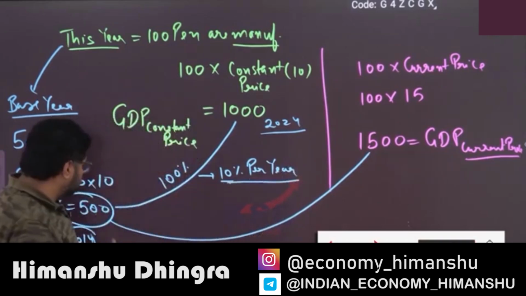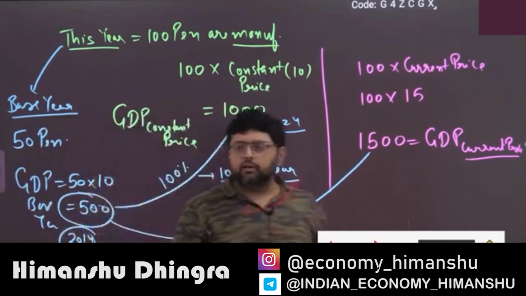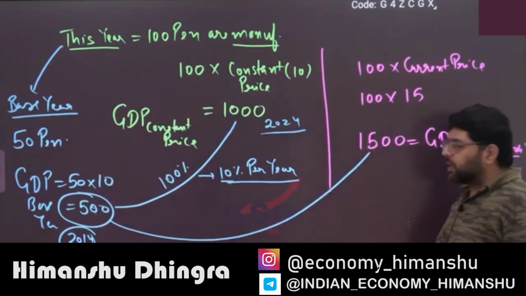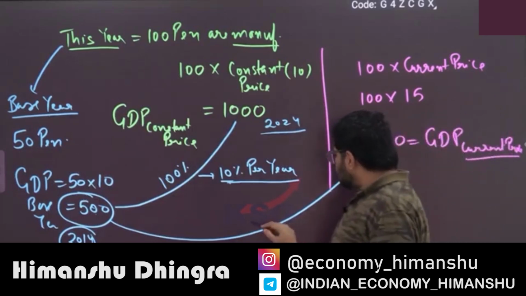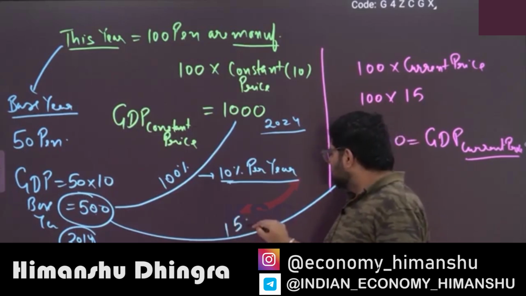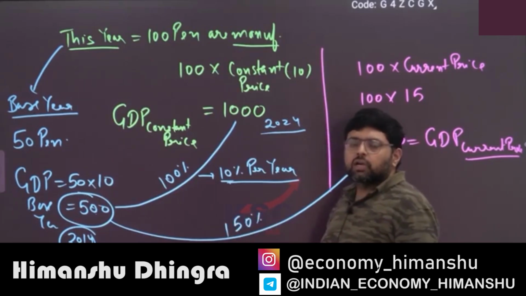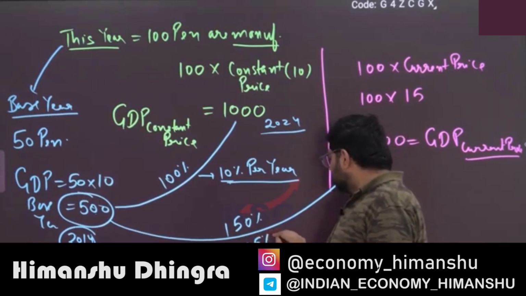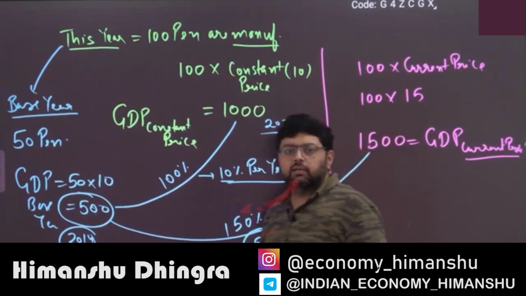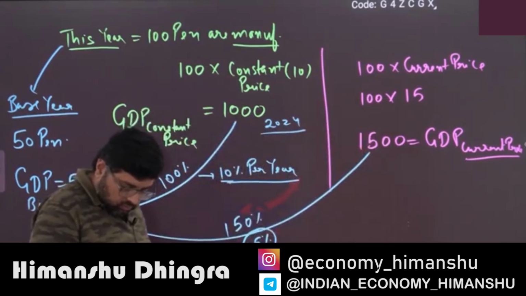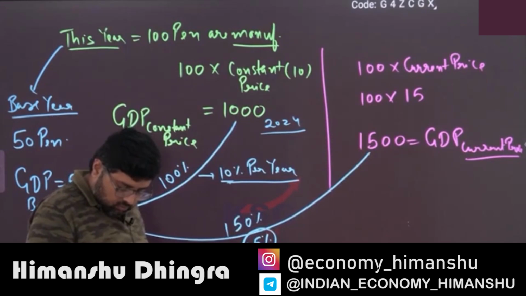Now if you see 500 to 1500, when I compare with GDP calculated at current prices, can I say that GDP has grown 150% compared with the base year? So on an average, on a yearly basis, it has grown 15%. Yes or no? Did everyone understand till here? Is it clear till here? Please tell me.